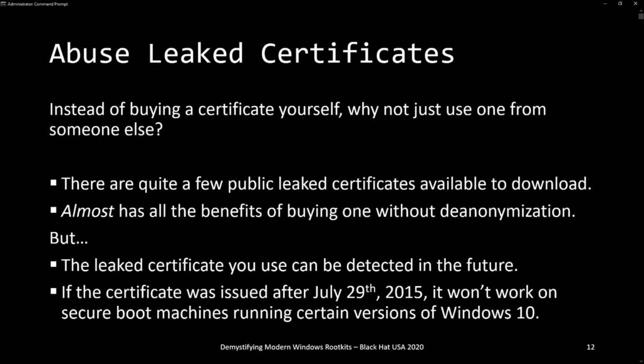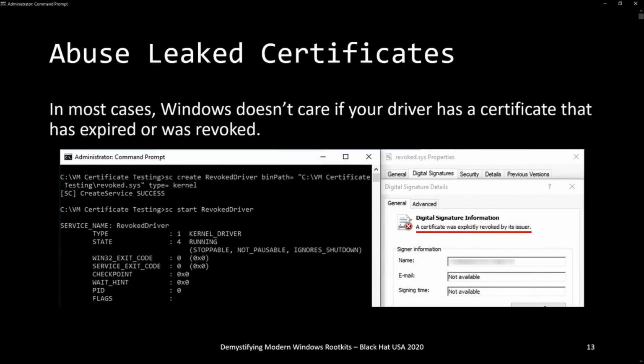If the leaked certificate was issued after July 29th, 2015, it won't work for kernel drivers on Windows machines over version 1607 that have secure boot enabled. So in most cases, Windows doesn't actually care if your driver has expired or been revoked. What you see in digital signatures is not what the kernel code signing policy is. So even if you see this certificate has been revoked or expired, I'd still give it a try, because chances are it's going to work for kernel drivers.